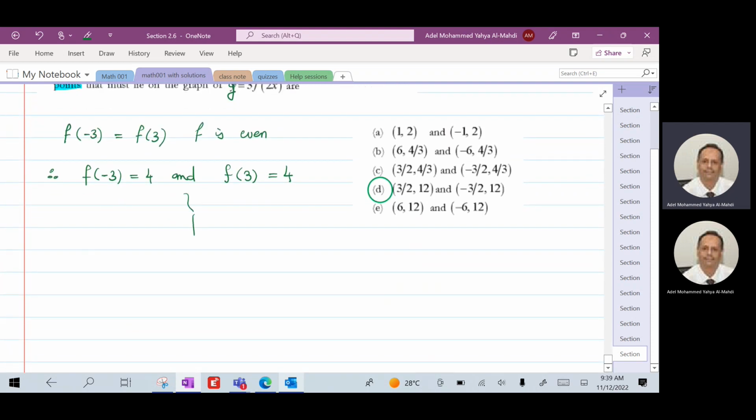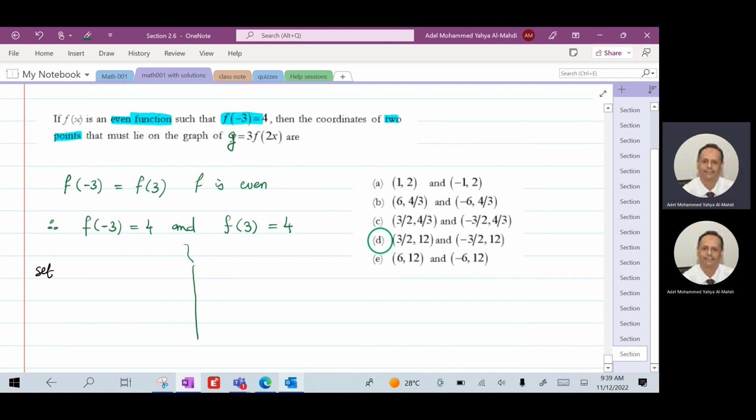Now here we can have 2 points. We set 2x equal to minus 3 here, and we set here 2x equals 3. Because here the argument is 3, and here the argument is 2x. The argument here is minus 3, and the argument is 2x. So the arguments must be the same because we have the same f, but we don't know what f is. Now, if 2x is minus 3, then x is minus 3 over 2. And from the other point, x is 3 over 2.